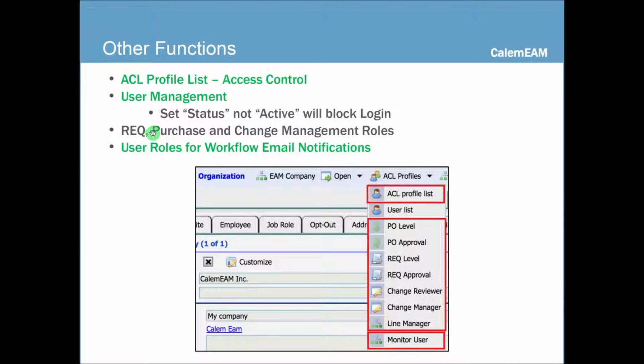And for access control, we're going to look at the ACL Profile list. We just looked at the user list, and the PO level, requisition level, and change reviewers have been discussed already. They are the roles for PO requisition and change management. The monitor user roles are for workflow email notifications. So let's look at that first.